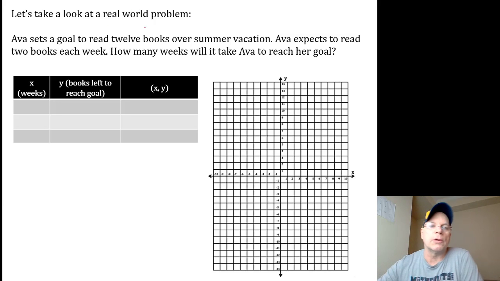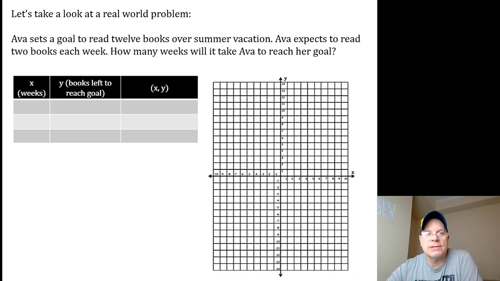Now let's look at a real world problem. Ava sets a goal, and this is on your notes. Ava sets a goal to read 12 books over summer vacation. That's a good goal. Ava expects to read 2 books each week. How many weeks will it take Ava to reach her goal?